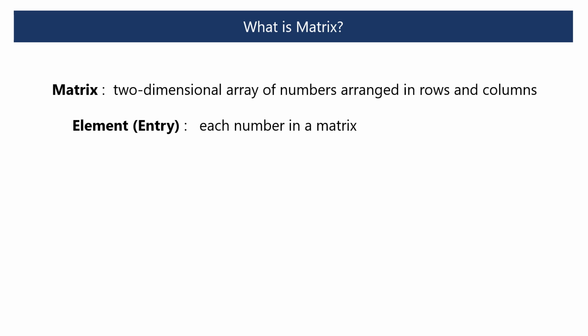Each number in a matrix is called an element or an entry. We can identify each element by its row number and column number, usually written as a pair in that order.